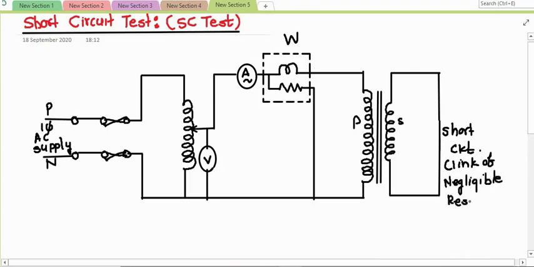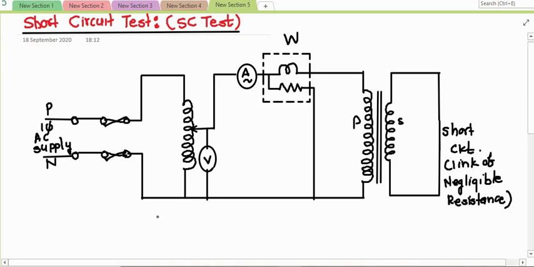Because we know that current always follows the path of least resistance. It is just like a short circuit. So secondary terminals are shorted solidly using the link of negligible resistance.